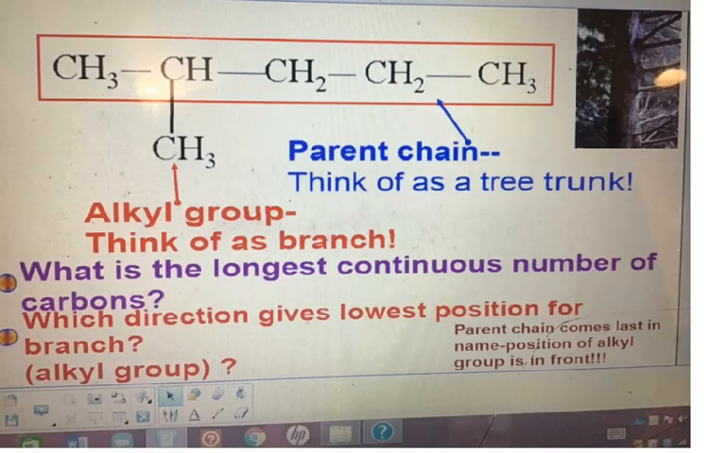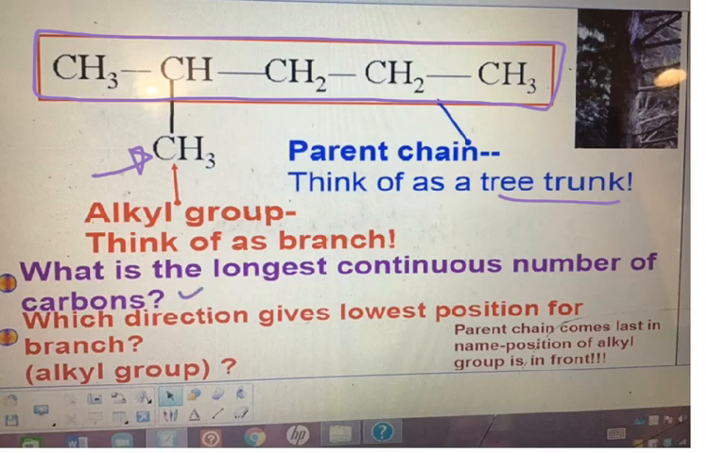Now I want you to take this down. This is another example right here. This is our longest continuous number of carbons. That's your parent chain. Your parent chain is your tree trunk. And the branch hanging off the side right here, that's your alkyl group. So to answer the question, the longest continuous number of carbons is 1, 2, 3, 4, 5. So that's going to be pentane as your parent.